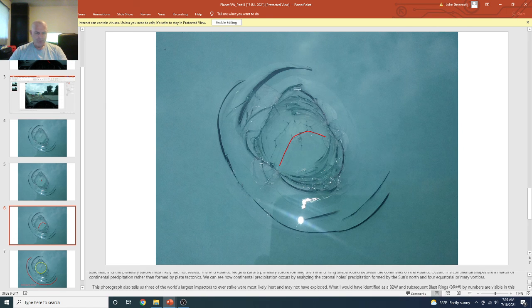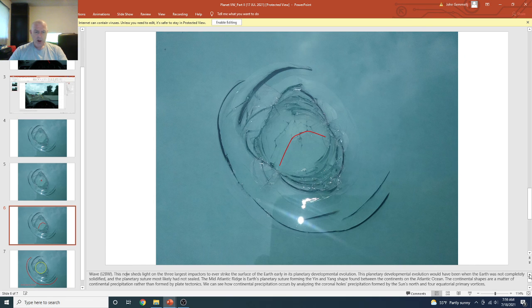All right. Oh, whoops, I went too far. The mid-Atlantic ridge is Earth's planetary suture, forming the yin and yang shape found between the continents on the Atlantic Ocean: North America, South America, and Africa, and Europe. That's where your S shape is coming from. It's not coming from plate tectonics. It's coming from, oh well, we'll get into that part. The continental shapes are a matter of continental precipitation rather than formed by plate tectonics.